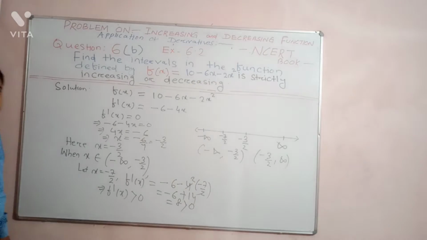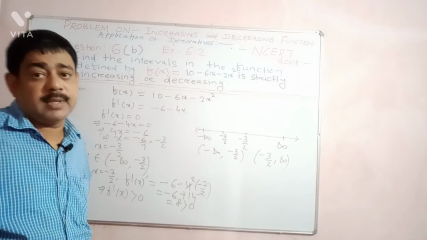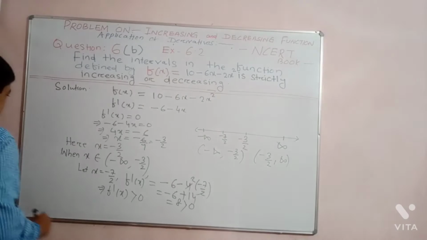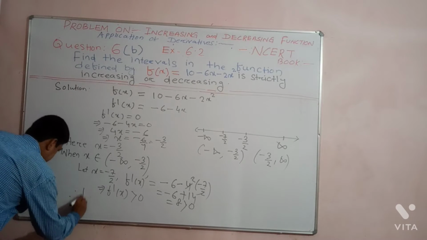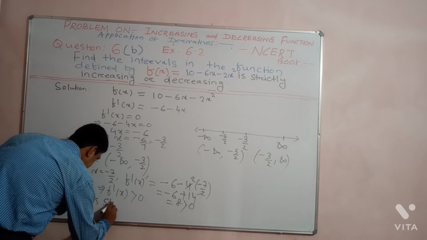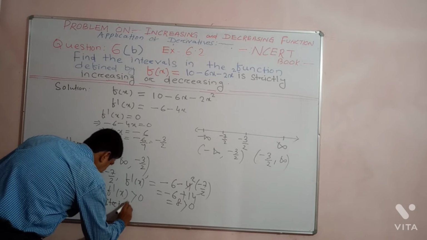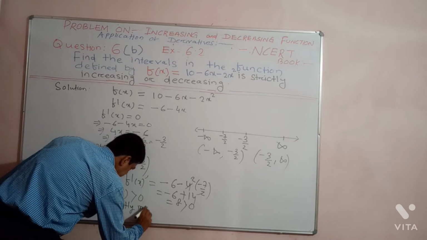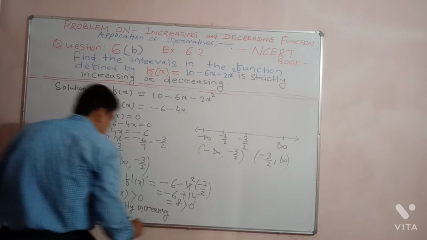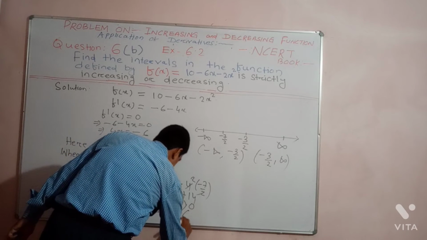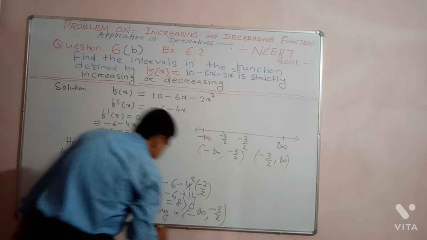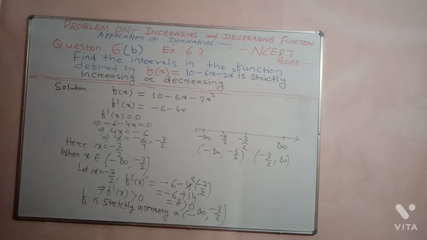If the slope of the function is greater than 0, according to the definition the function is strictly increasing. Hence the function f is strictly increasing in the interval (-infinity, -3/2). Is it clear? First one you got.